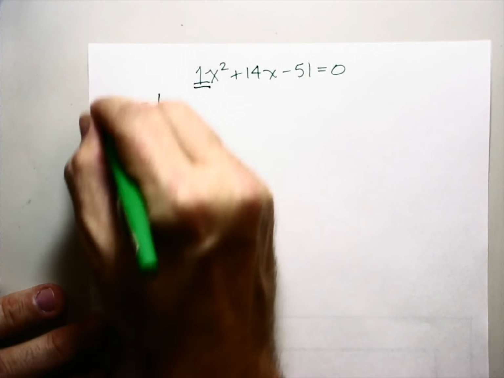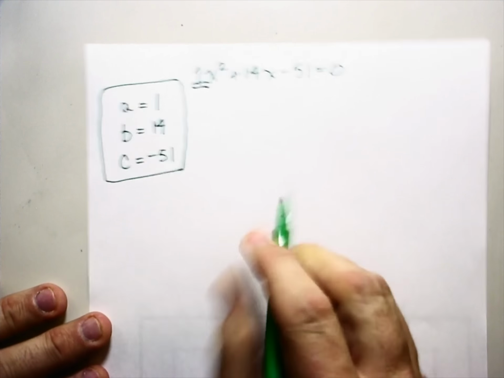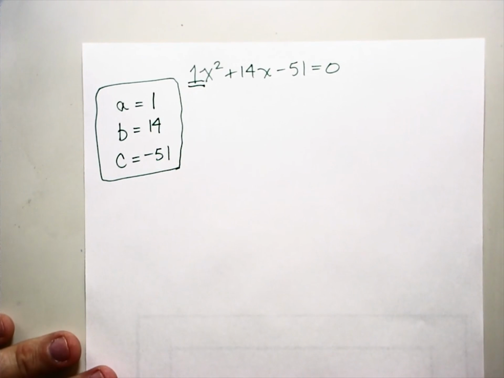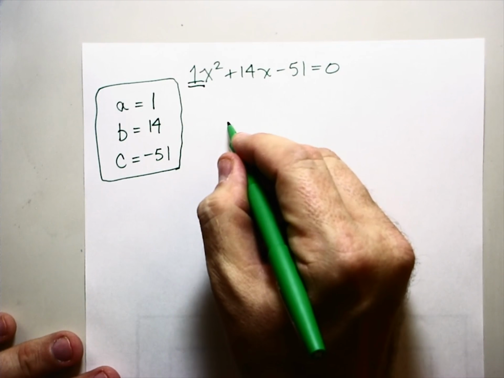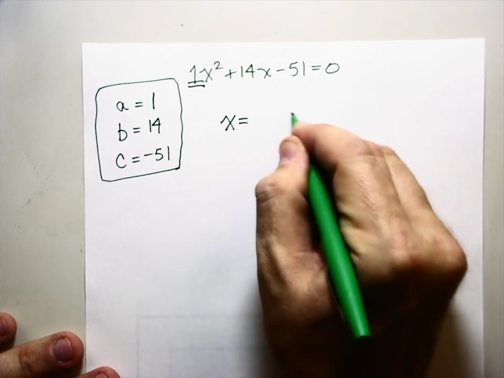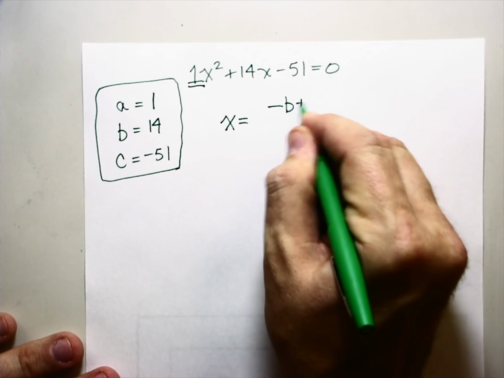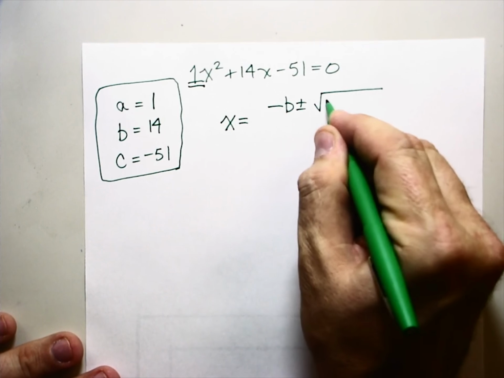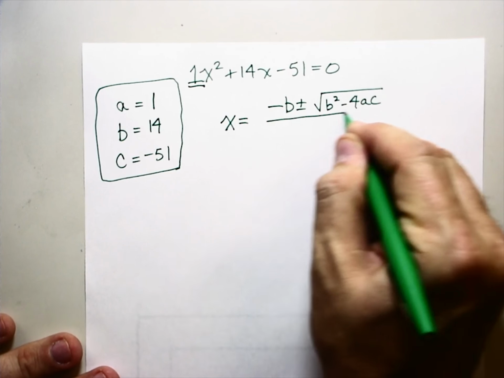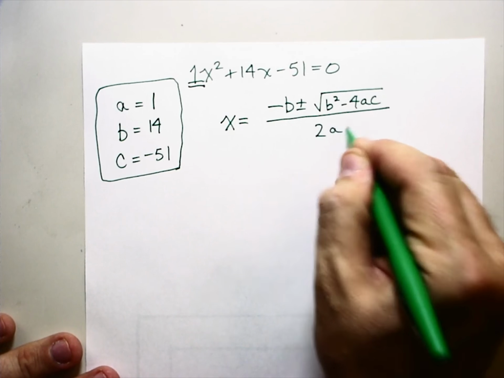It is very important that you watch your signs. If a, b, or c is negative, then you need to include that negative sign when you're solving the problem. Now, as a reminder, the quadratic formula that we're going to use is x equals negative b plus or minus the square root of b squared minus 4ac, all divided by 2a.